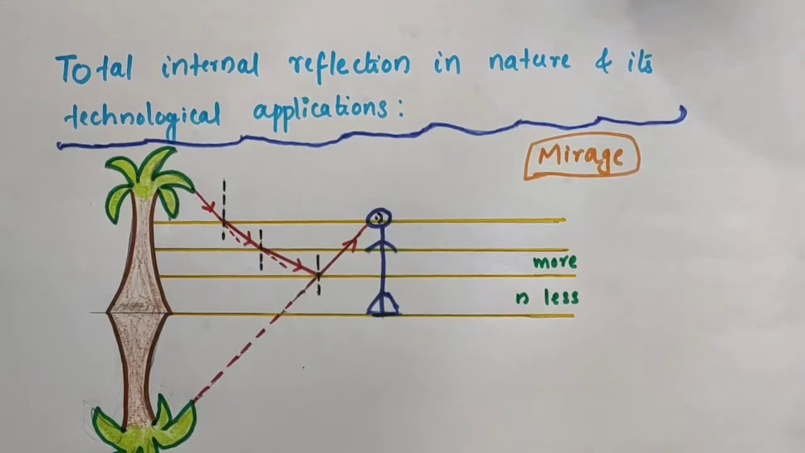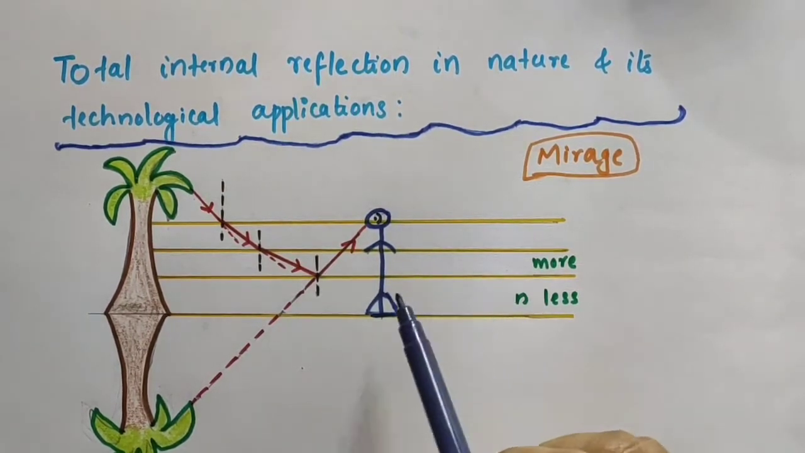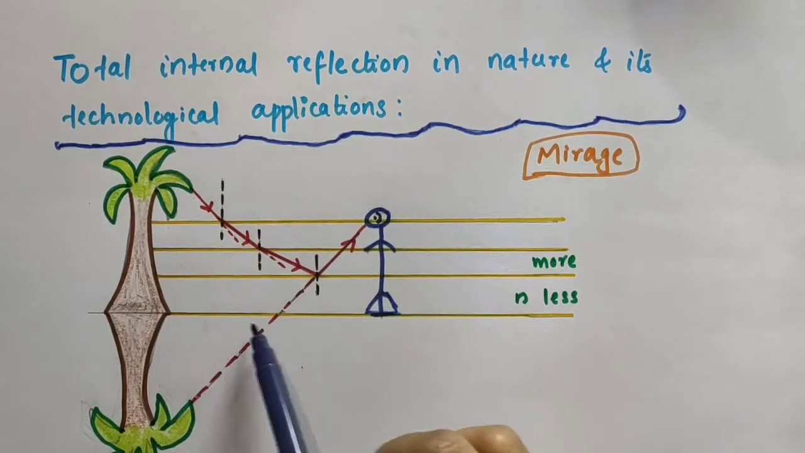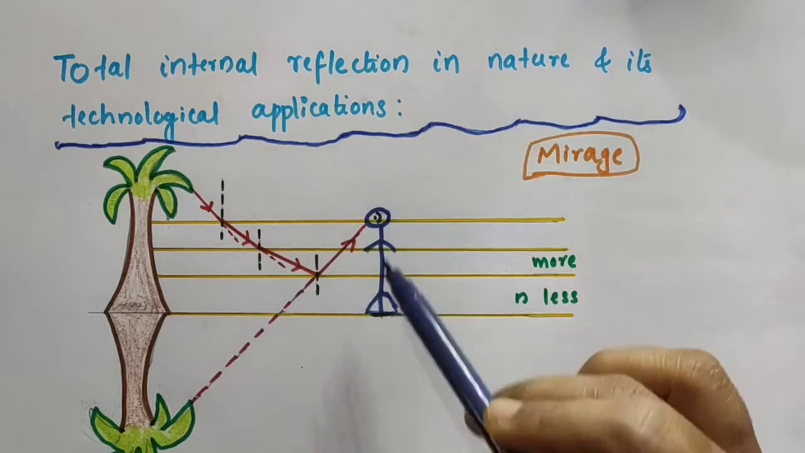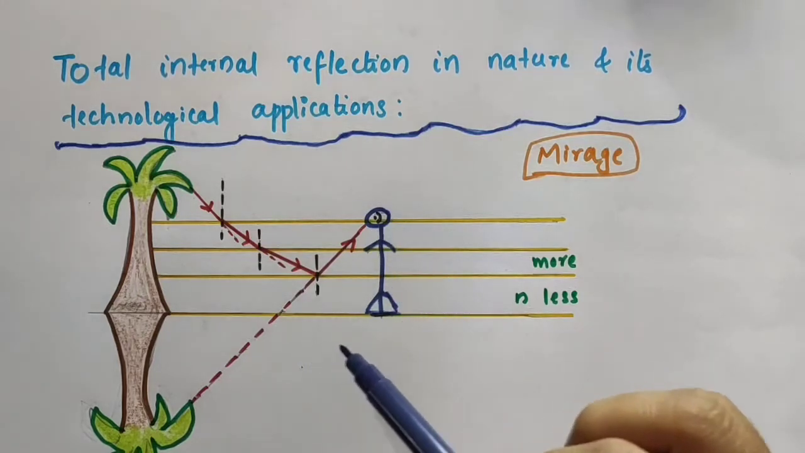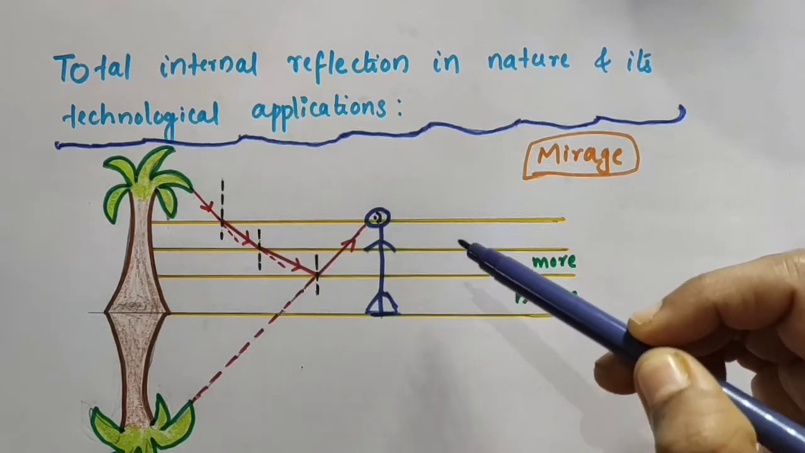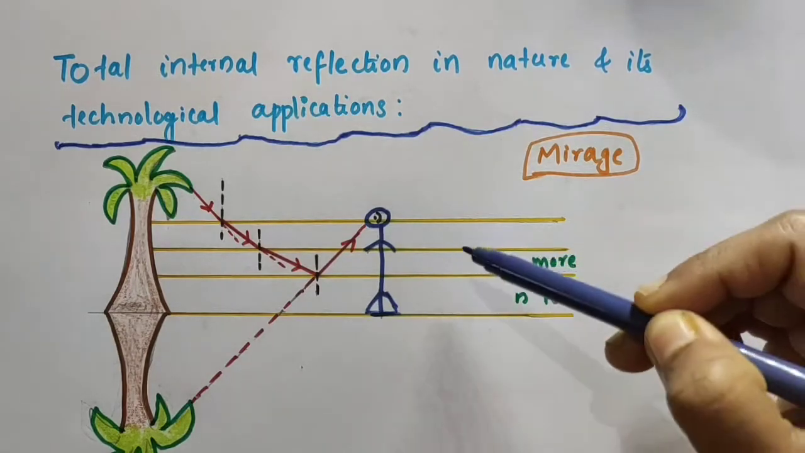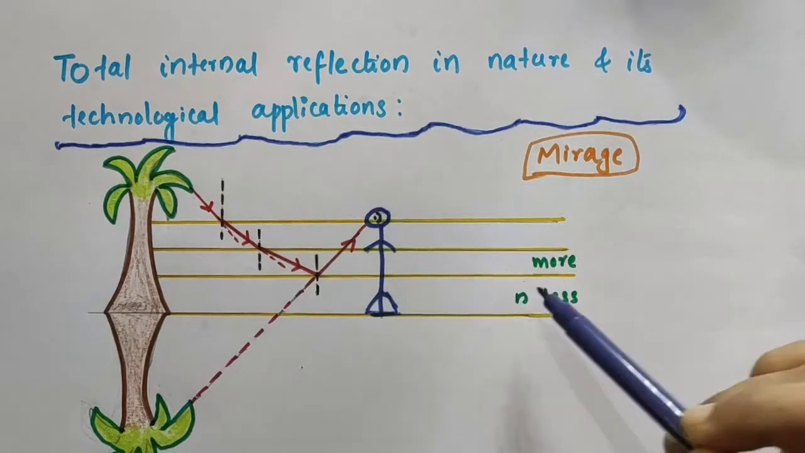On hot summer days, the air near the ground. So just imagine this as the ground. A person is standing here. And actually, we can consider different layers of air here. So all these are showing the different layers of air.